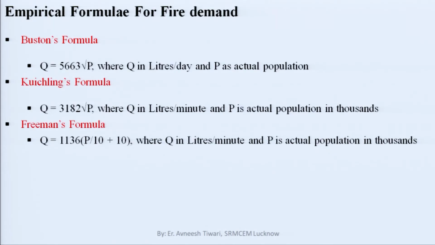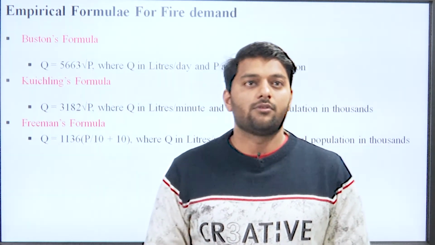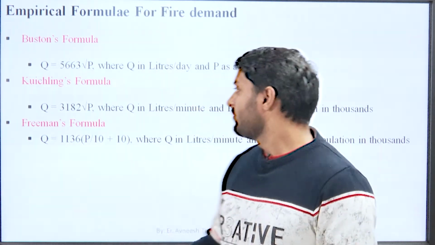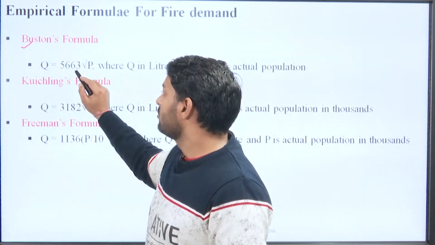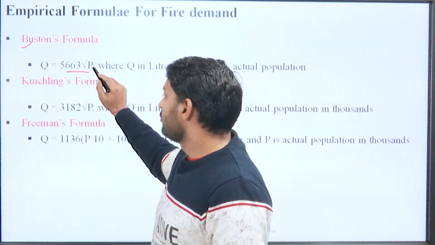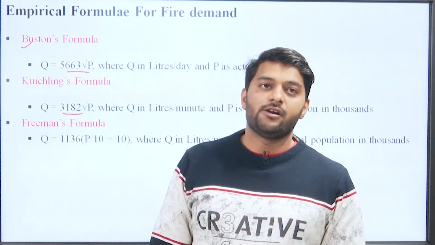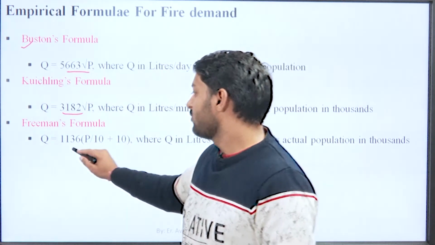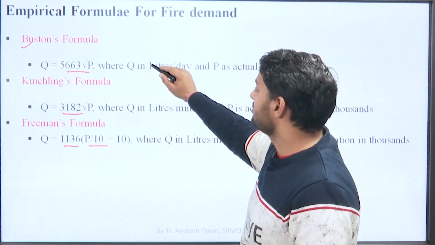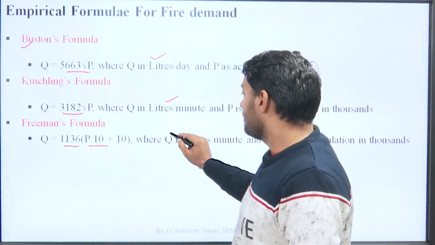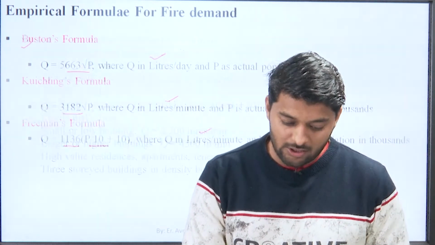Okay, coming to empirical formulas, there are 3 or more formulas according to which we can calculate the fire demand. So here the first one is the Buston formula. According to this, fire demand Q equals 5663 root P. According to Kuichling's formula, Q will be 3182 root P, and according to Freeman's formula, Q will be 1136 (P/10 + 10). And what are the units? Q is in liters per minute, and P is the actual population in thousands. So P is the population of that particular town.